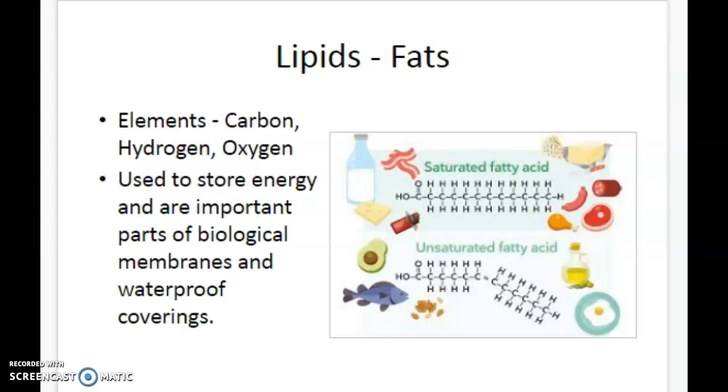The next macromolecule, or organic compound, are lipids. Now, lipids are the fats that we consume. The elements that are in lipids are carbon, hydrogen, and oxygen also. Now, if you think about lipids, they store energy very well. So if you don't use the energy you're getting from carbohydrates, you're going to store that in fat. They're also a biological membrane. Your cell membrane is made up of what are called phospholipids. And on plants, they are the waterproof coverings.